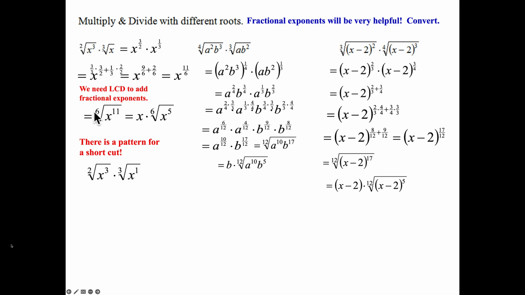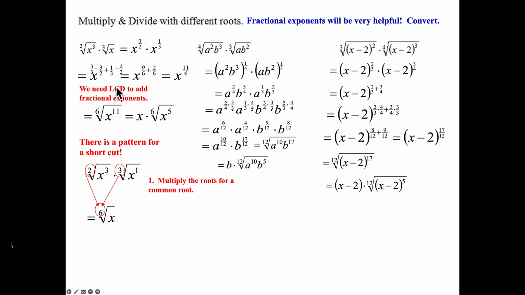I notice that my root became a 6. Well, if I have a square root and a cube root, you just multiply the roots together, and that's going to be your common root. This is the 6th root of x to the something. Now, where did the 11 come from?